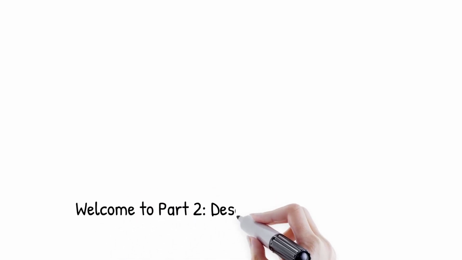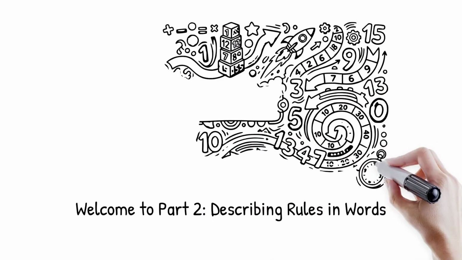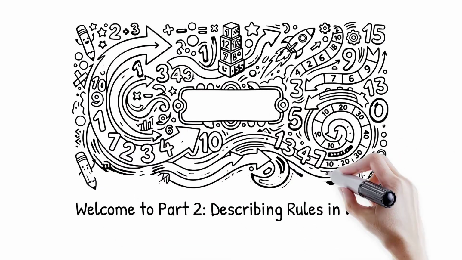Welcome to NextGen Schooling Year 7 Mathematics. This is Part 2. Today's lesson is Describing Rules in Words.